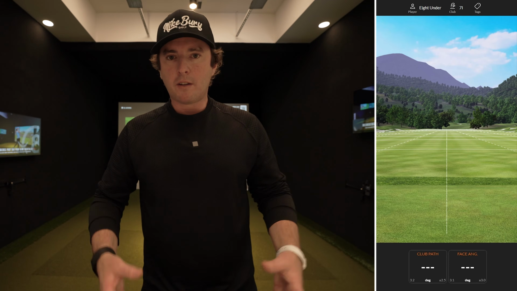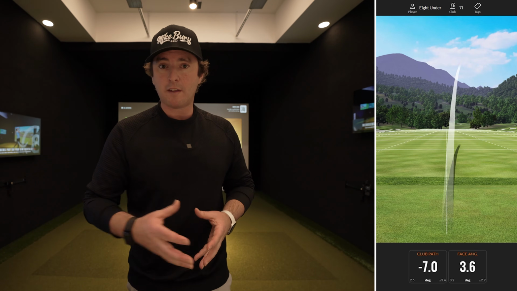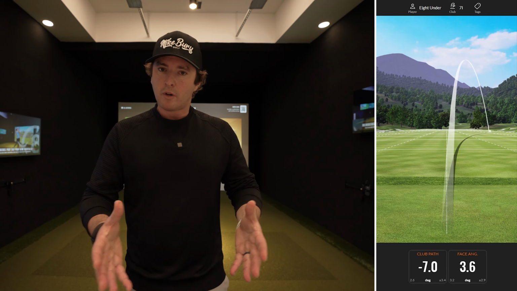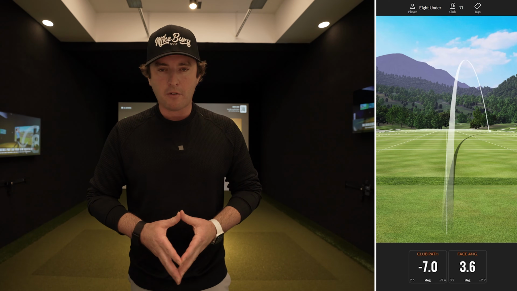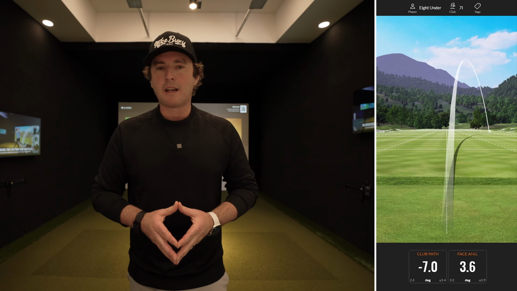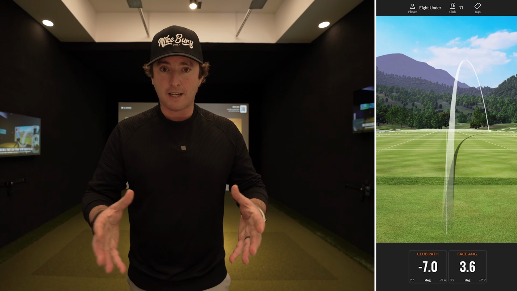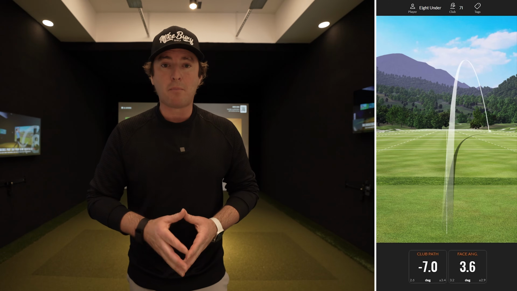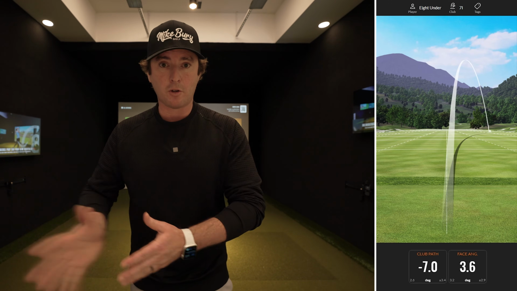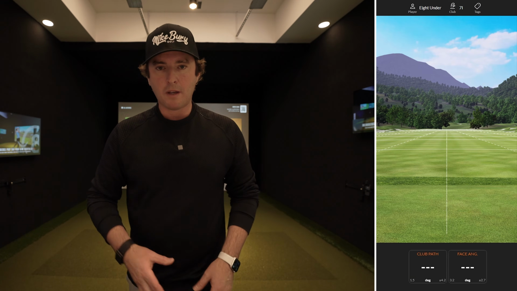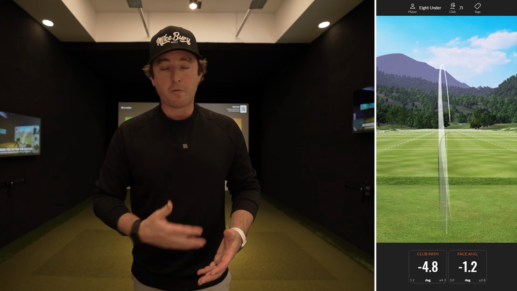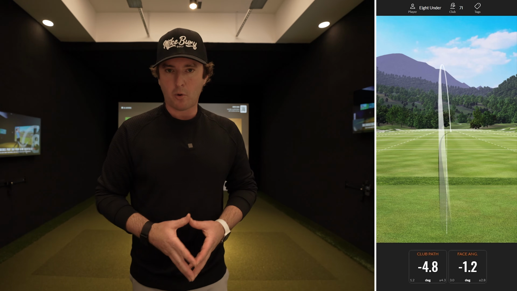Now, if we look at some pretty typical fade or slice numbers, you'll see in this example here, Kevin had a club path of -7. So in order to get this ball to the target, and it is possible, his face needed to be half of the path. So it needed to be at -3.5. But in this case here, it was at positive 3.6. So that's why the ball started so far to the right and curved so far to the right. This example here would be a better combination of club path and face angle to get the ball to fade for a right-handed player and get the ball close to the target.